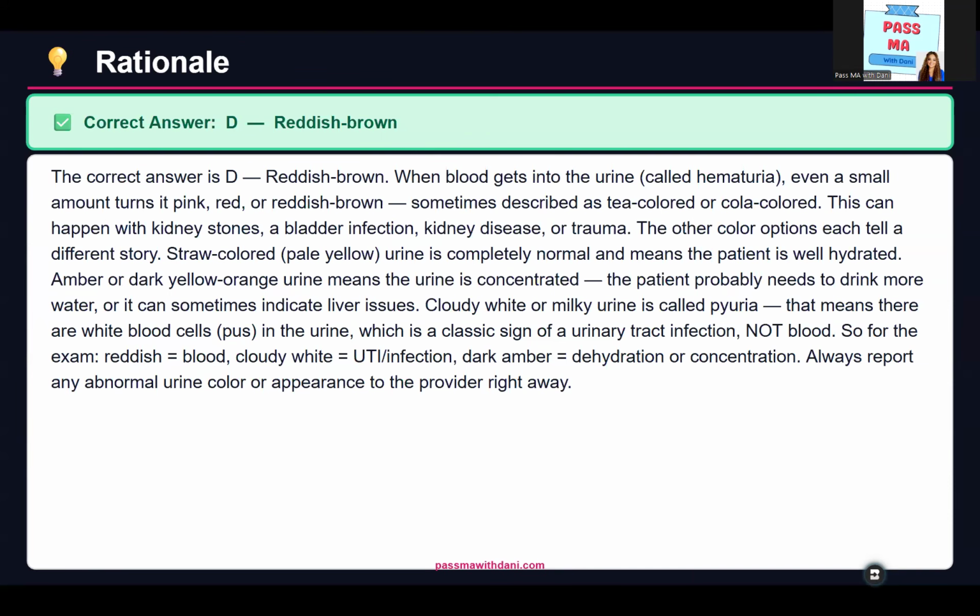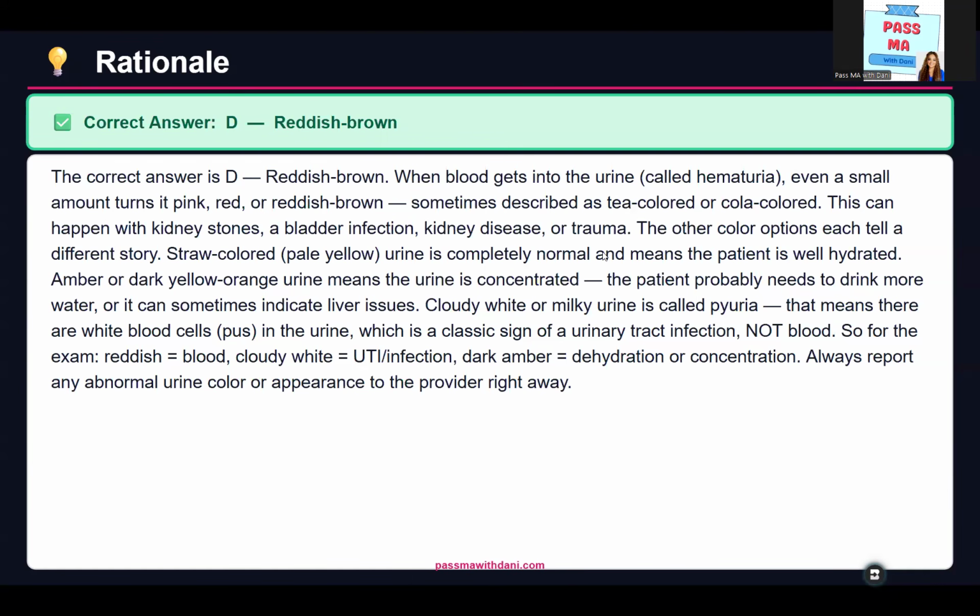Now, when blood gets into the urine, we call this hematuria, and I want you guys to remember this med term, okay? Hematuria. Even just a small amount can change the urine color to a little bit of a pinkish color, a reddish color, or even a reddish brown. Now, we can see hematuria occur with patients that have kidney stones, even a UTI, a bladder infection, kidney disease, trauma, or if you have a menstruating patient. If a patient is currently menstruating or has recently finished their menstrual cycle, then blood will be present.